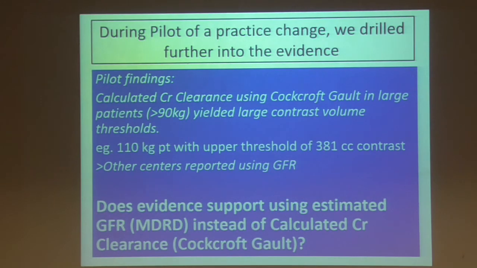During the pilot, as we implemented and did some small tests of change, we found that the calculated creatinine clearance in large patients, those patients over 90 kilograms, who you have met here at East Jefferson, yielded large contrast volume thresholds. So, for example, a patient weighing 110 kilograms might have had a threshold of 381 cc's, and we would all shake our heads saying, that's too much, right? And other centers that we had interacted with reported using GFR. So we asked another question: does the evidence support using estimated GFR instead of calculated creatinine clearance?